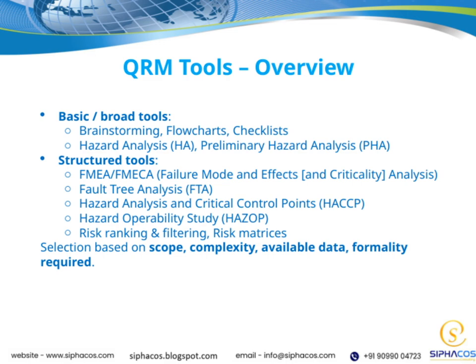In addition, risk ranking and filtering, along with risk matrices, allow us to prioritize risks based on their severity and likelihood, helping us focus our efforts where they matter most. Choosing the right tool depends on several factors: the scope of the project, its complexity, the available data, and the level of formality required. Finally, all these methods can be integrated into a broader framework called QRM, or Quantitative Risk Management, which provides an overview of how we systematically approach and evaluate risks throughout a project or process.